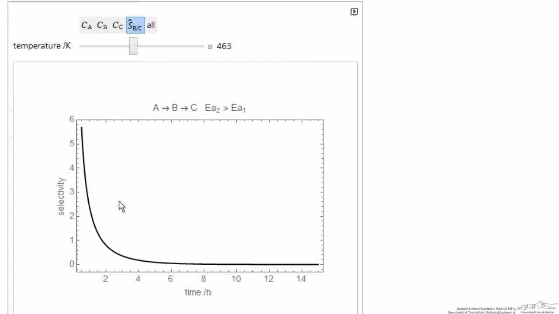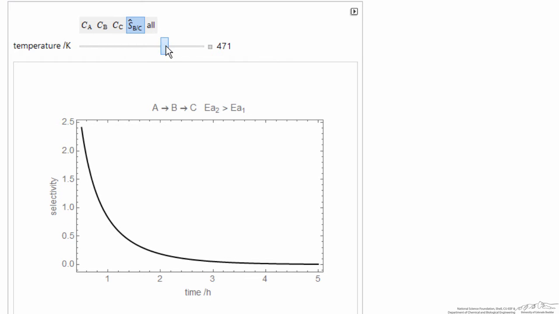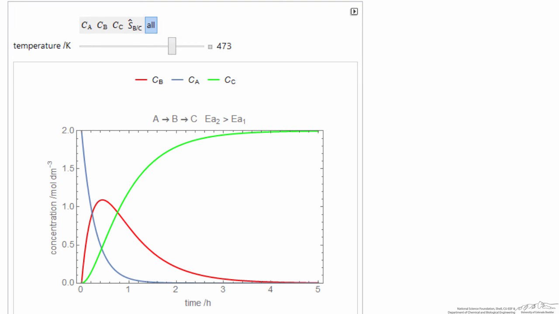Selectivity is high initially. It's the concentration of B over the concentration of C. And as I raise the temperature, the selectivity goes down because the activation energy is higher for the second reaction. So you can go to the Wolfram site and change the temperature, and try to get a better understanding of the behavior for series reactions in a batch reactor.